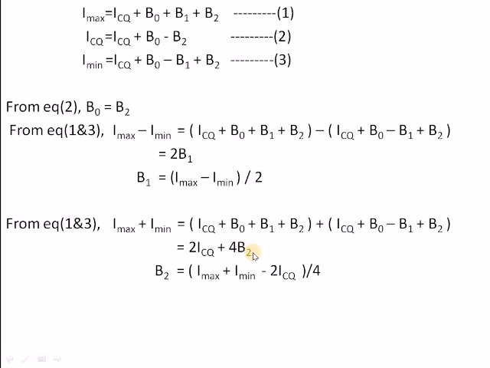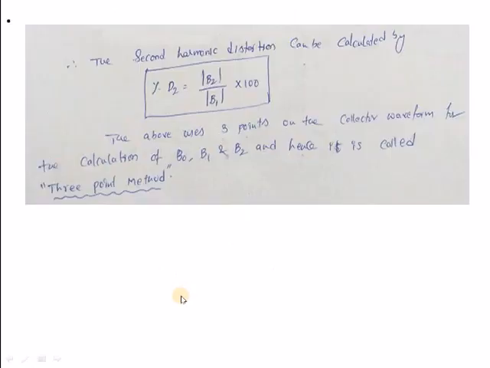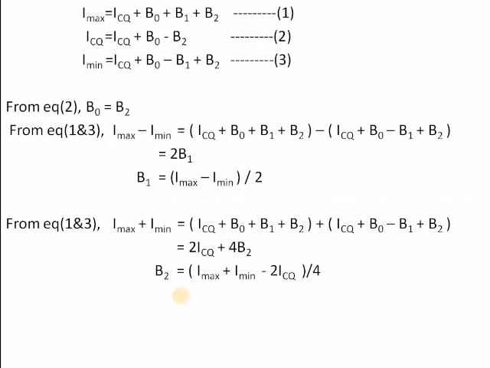From this equation, B2 can be written as I maximum plus I minimum minus 2 ICQ, since this term goes to the left hand side, divided by 4, that is nothing but the B2 value. Therefore, this is the equation for B2, where B2 is the amplitude of the second harmonic component.